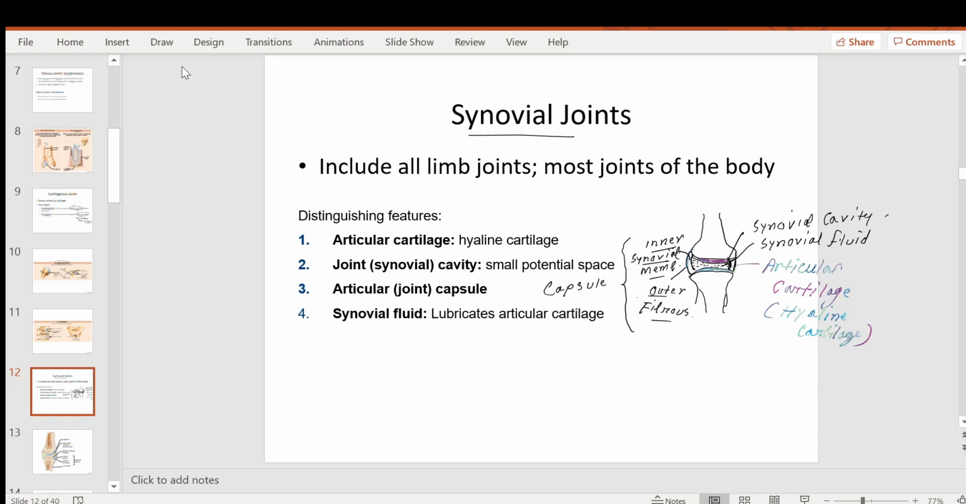Some other structures are present in some synovial joints but not in all. For example, bursa.